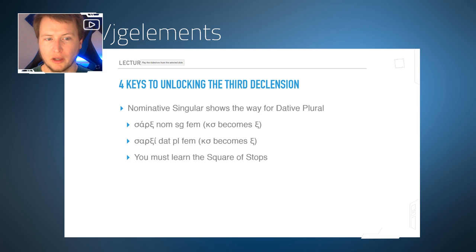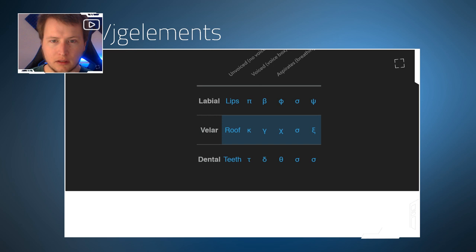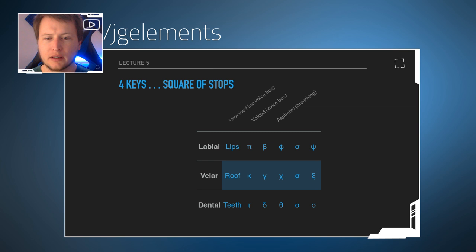This is called the square of stops, where particular letters when combined with sigma form a different letter. You need to memorize these. You have the labial, velar, and dental. The labials are consonants formed by using your lips: pi, beta, phi. If you combine those with a sigma, you get psi.